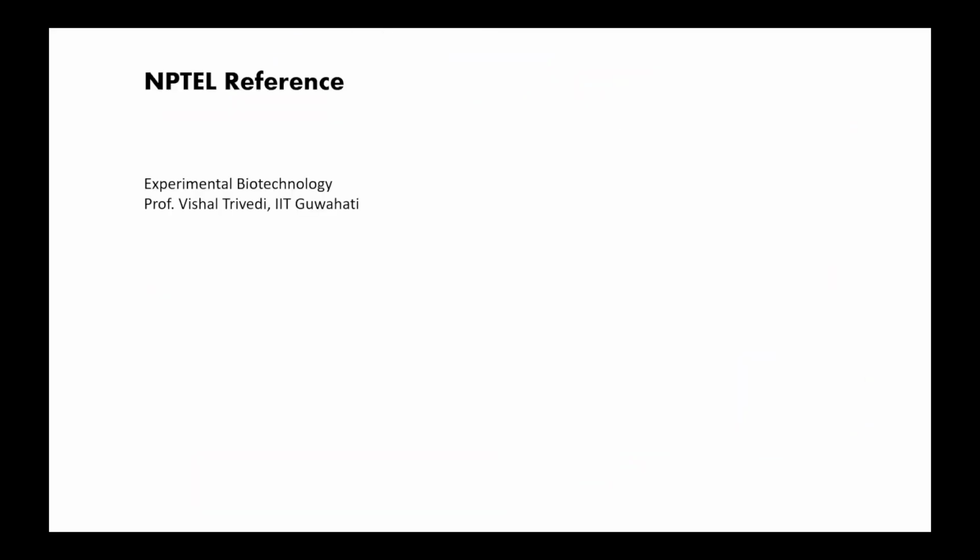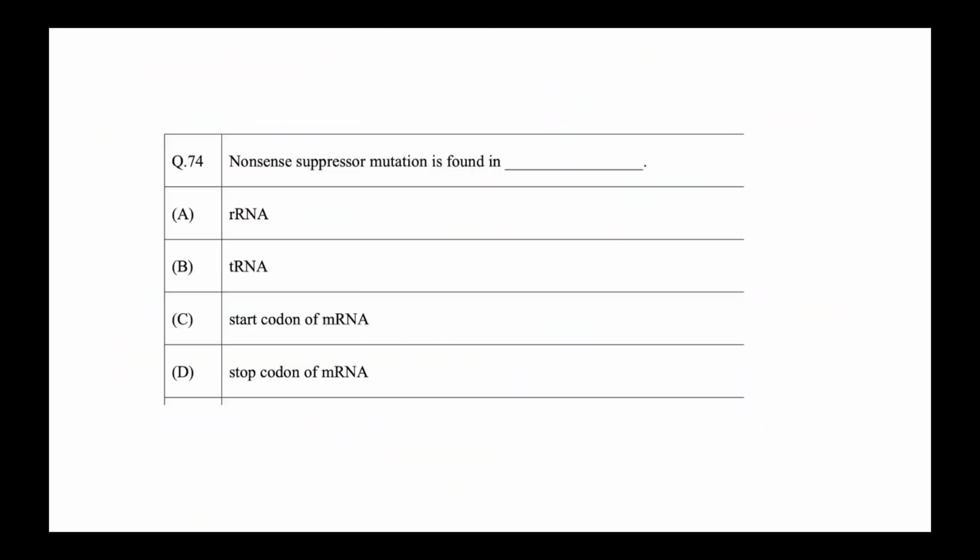So for this question, the nonsense suppressor mutation is found in, out of the four options rRNA, tRNA, start codon of mRNA, stop codon of mRNA, the correct option would be tRNA. So the nonsense suppressor mutation is found in tRNA. This is the answer of this question.